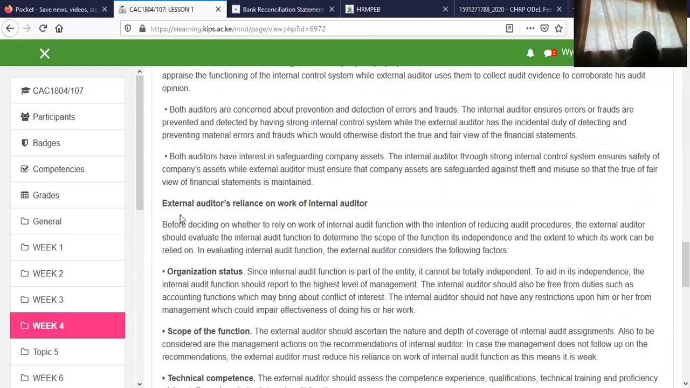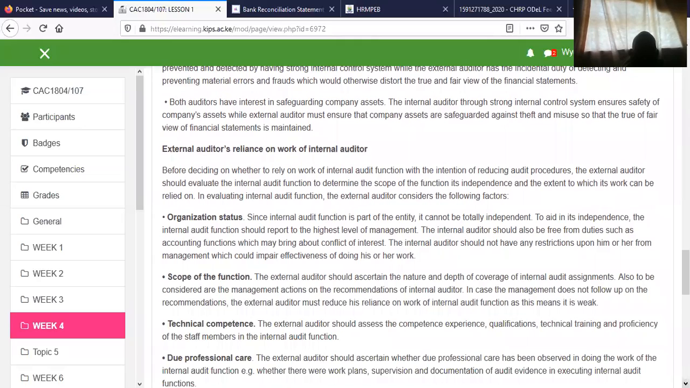Now we can look at how far the external auditor relies on the work of the internal auditor. How far does the organization rely on that? Actually, this will depend on some things, for example, the organization's status. So, if, for example, we can say, and we have actually looked at it, that the internal audit function is part of the entity, meaning that this particular employee is actually employed by the top management of that organization.